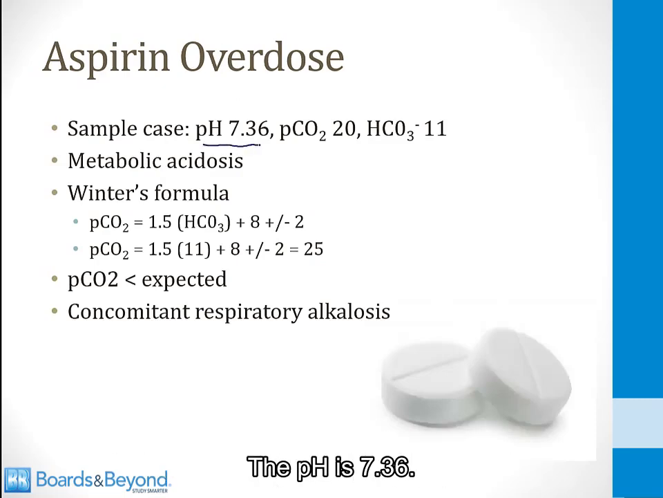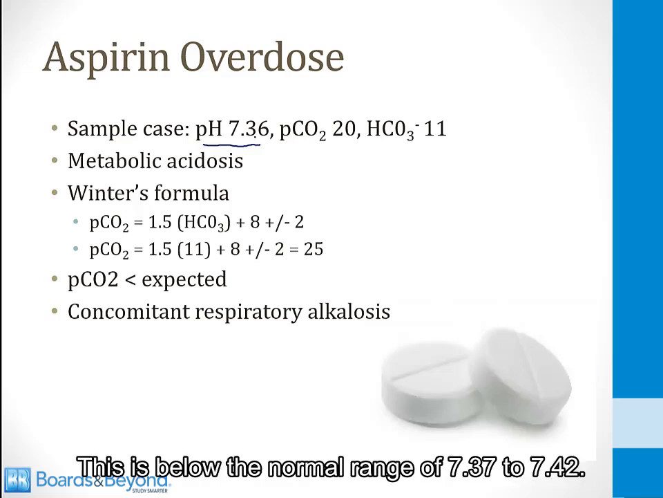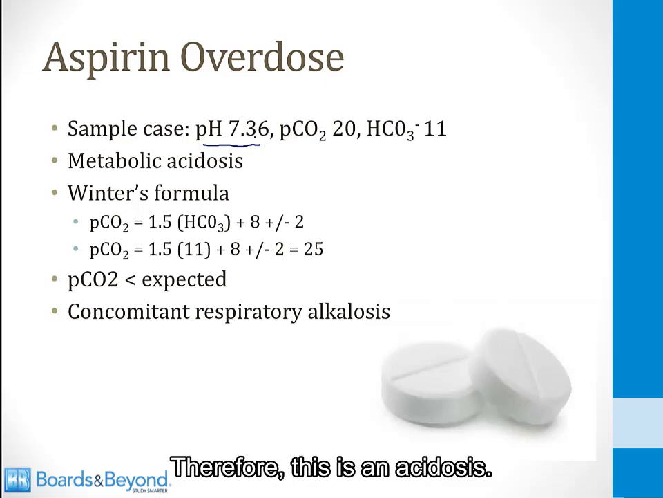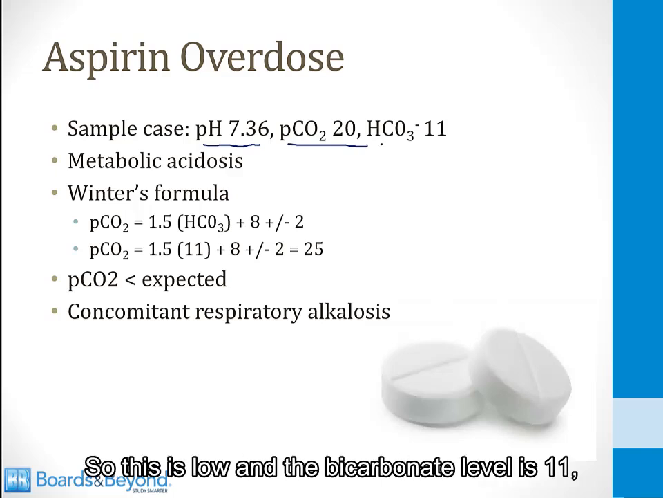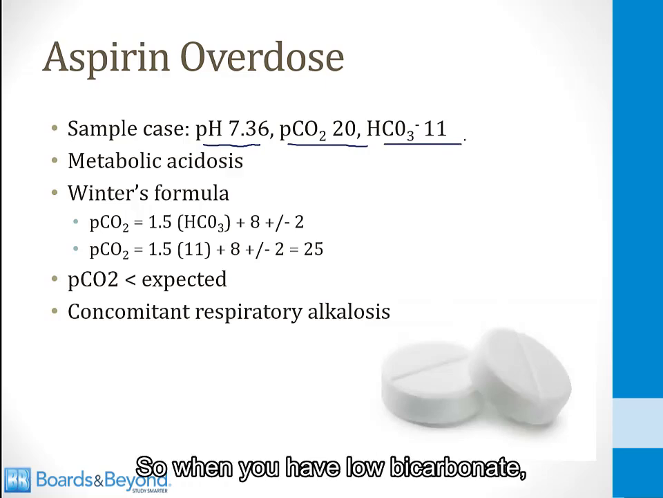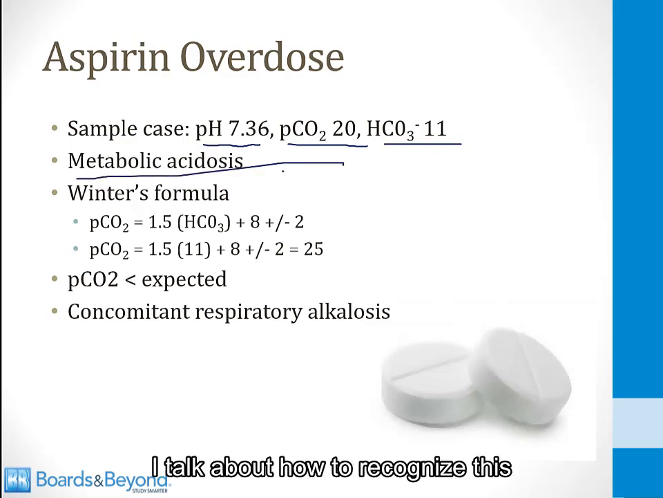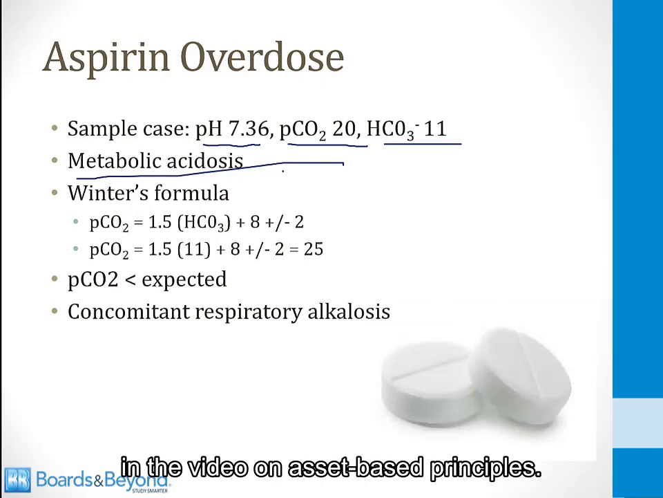The pH is 7.36. This is below the normal range of 7.37 to 7.42. Therefore, this is an acidosis. The carbon dioxide level is 20. Normal is 40, so this is low. And the bicarbonate level is 11. Normal is 24. So when you have a low bicarbonate and a low CO2 and an acidosis, that is a metabolic acidosis. I talk about how to recognize this in the video on acid-base principles.